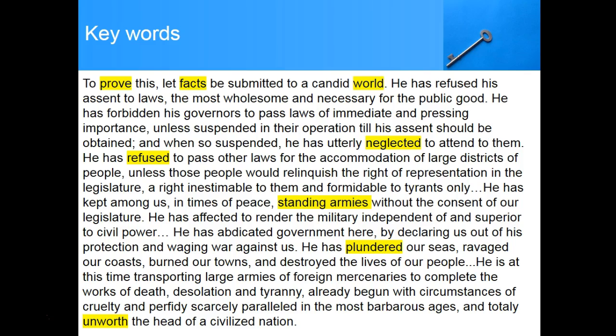So we're going to prove these are facts, and the whole world needs to see them. Okay? He's refused to pass laws that the colonists need. He won't let the governors do this. He's neglected to attend to these requests. He's refused to pass these laws. He has armies, just soldiers standing around everywhere, intimidating the colonists. He says, hey, I can't really protect you guys anymore. So he's declaring us out of his protection and waging war against us. He has taken all of the fruits of the labors of the colonists and given them nothing in return.